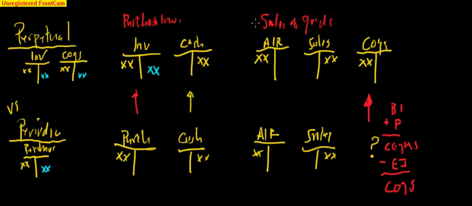When we're recording a sale under a perpetual system, we have two entries, one to record the sale and one to record the cost of the sale. When we're recording a sale in a periodic inventory system, we only have one entry, and that is to record the sale, and it is no different than recording a sale under a perpetual system. So hopefully this will help bring in some more clarity.